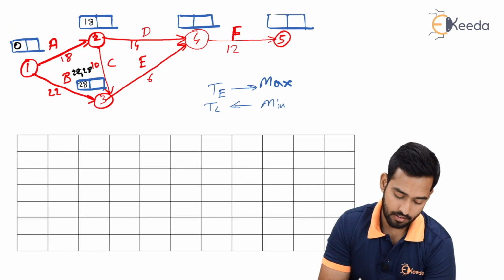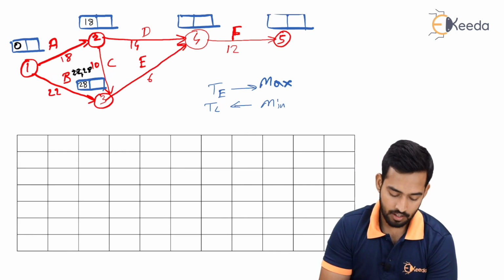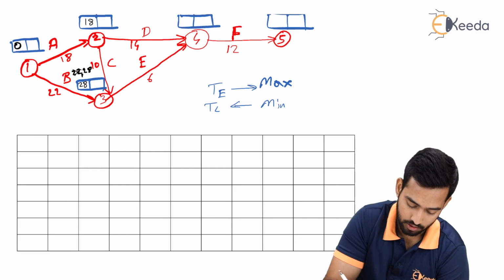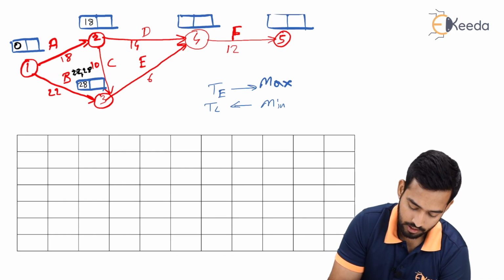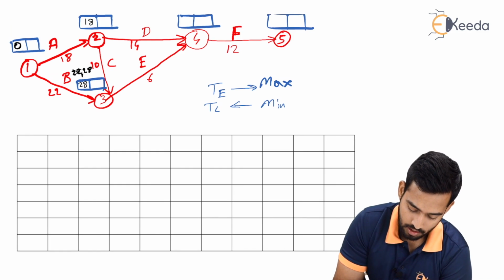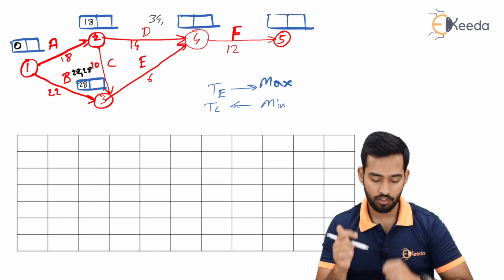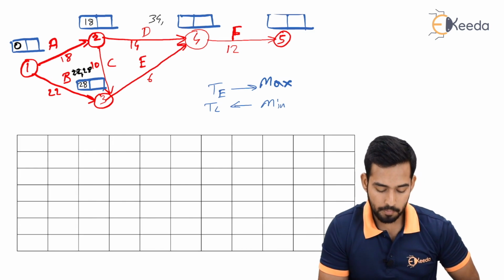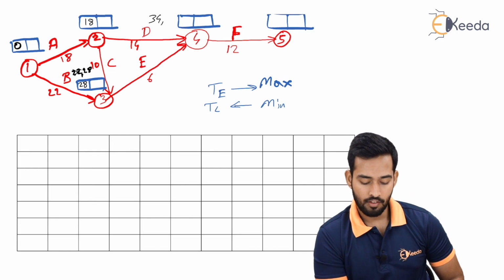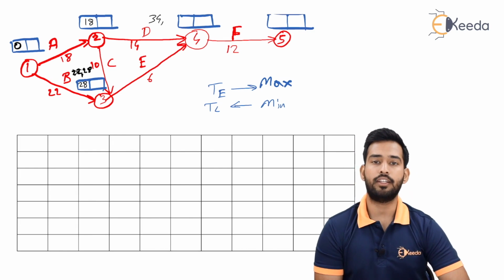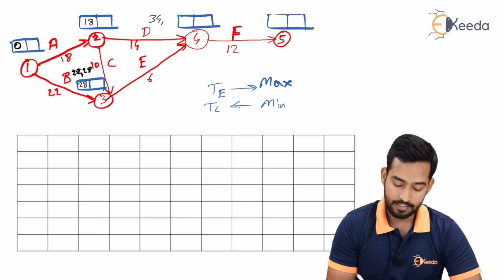28 plus 6. When you are going from node 3 to 4, 28 plus 6, that is 34. So we'll write down 34, and we'll have one more value because two activities are merging at 4. So 18 plus 14. 18 plus 14 will give us 32.